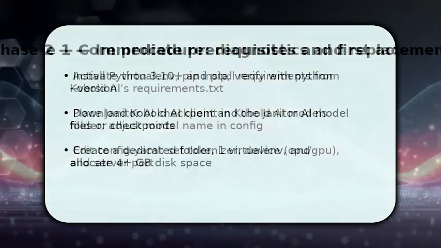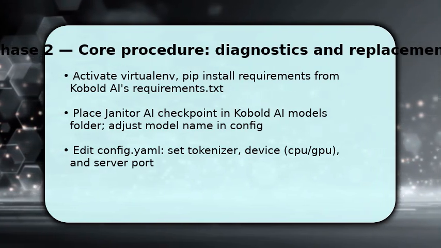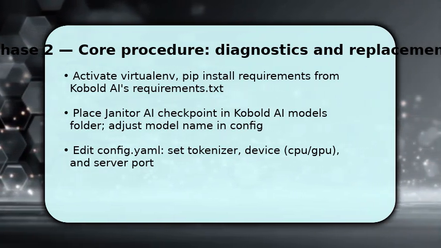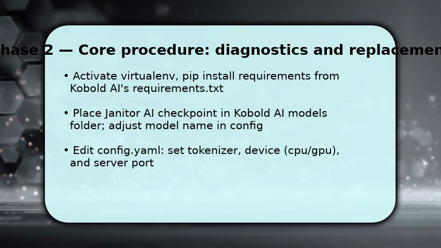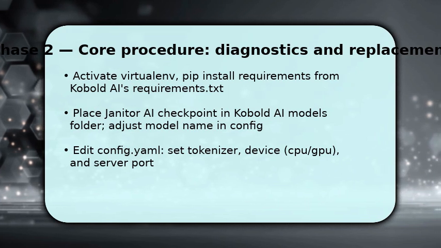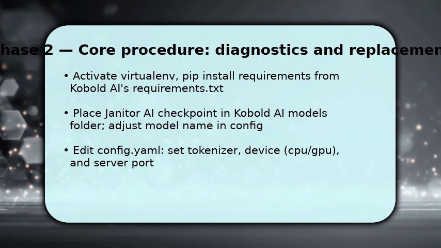You now install and configure. Activate that virtualenv, then pip install the requirements listed by Kobold AI. Once packages finish, move the Janitor AI checkpoint into the model's folder and rename or reference it in the Kobold config. Then edit config.yaml to set the tokenizer and the device.